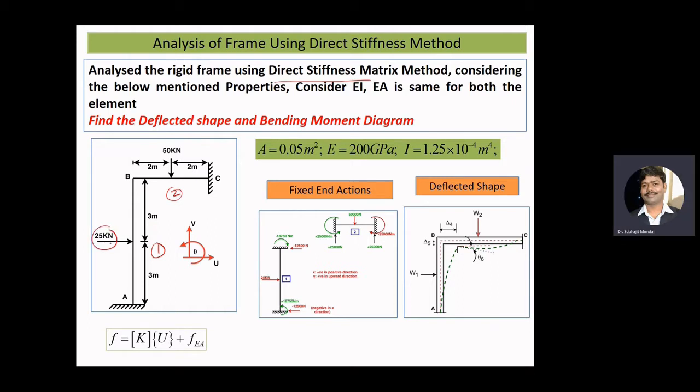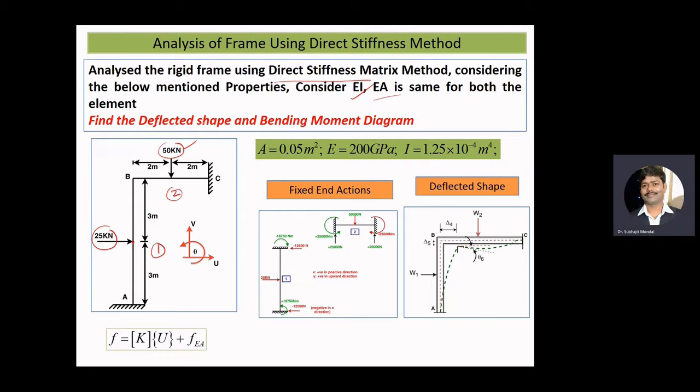The first point load is 250 kilonewton, and here we have 50 kilonewton. Both are acting at the center point, at the midpoint of the same member one, and the 50 kilonewton force acting at the midpoint of the same member two. And here it is saying that your EI and EA both are constant for member one and member two.